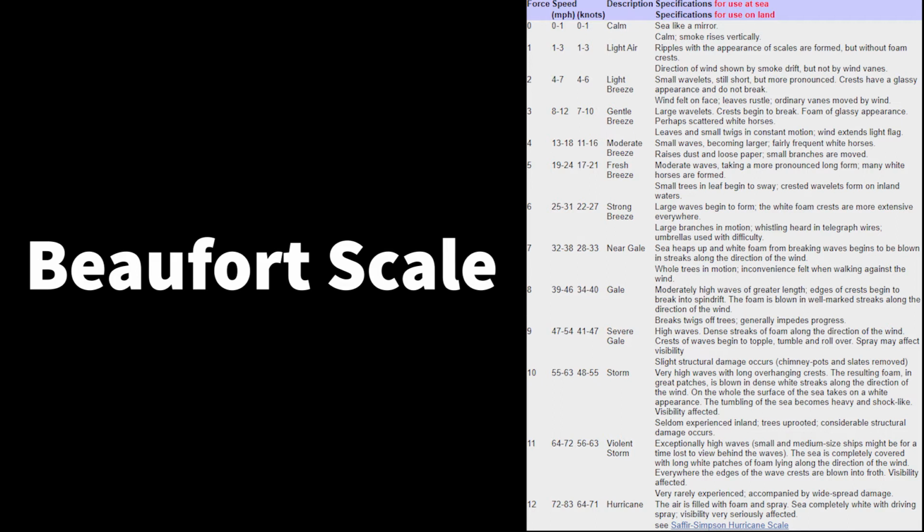Here you can see the Beaufort Scale that I've grabbed from the National Weather Service. You can see the force, that 0 to 12 scale, the speed of the winds, a description, and then those specifications. What makes a wind this particular description or this force, for the sea and on land? So, for example, we might have a near gale on 7, so force 7, and the sea heaps up and white foam from breaking waves begins to blow in streaks along the direction of the wind. On land, whole trees in motion, inconvenience felt when walking against the wind.